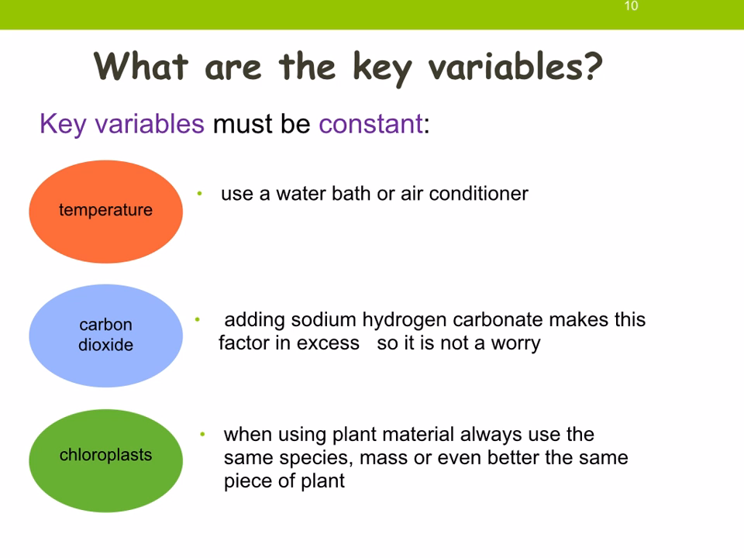And then the number of chloroplasts can also affect the rate of photosynthesis. So when you're using the plant material, always use the same species, the same mass, or even better, the same piece of plant.